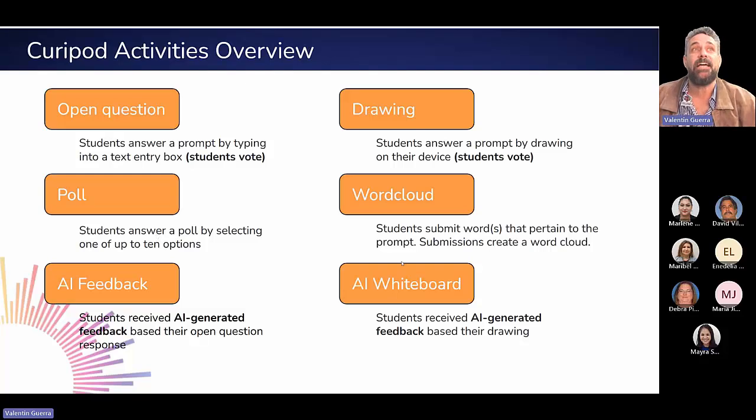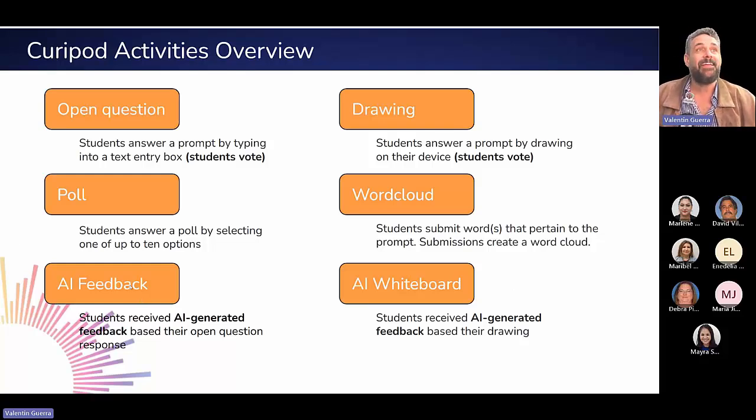The next one is word cloud, where the students submit words that pertain to the prompt. You can specify how many words they're able to include in the word cloud, and then it starts creating and changing that word cloud at a time on that specific prompt, and it's a lot of fun to see it going live. And the last 2 are the ones with AI feedback.